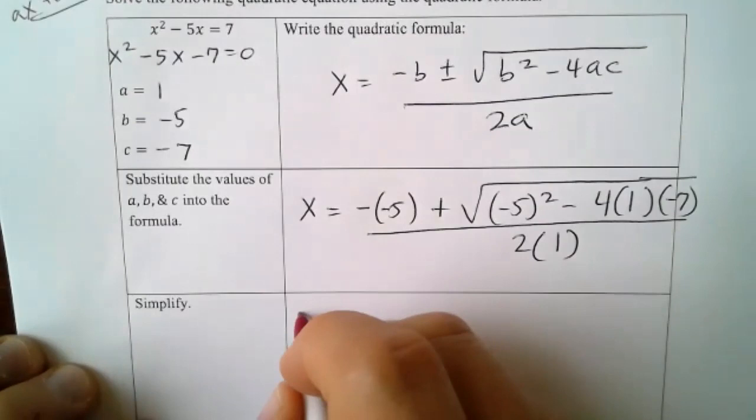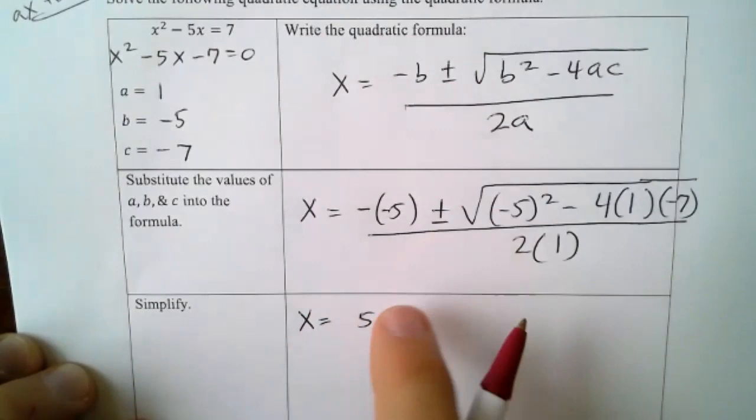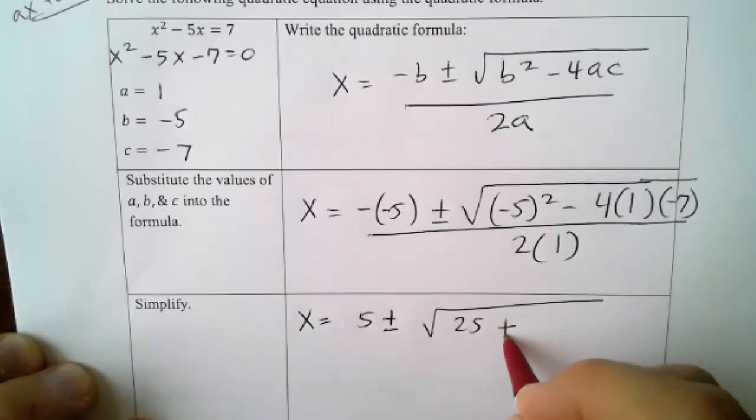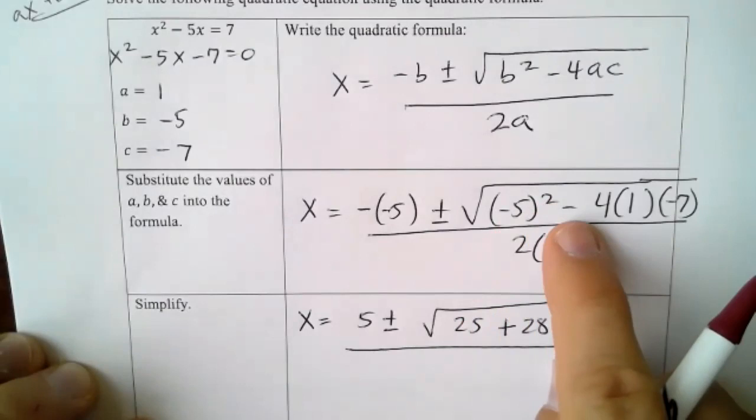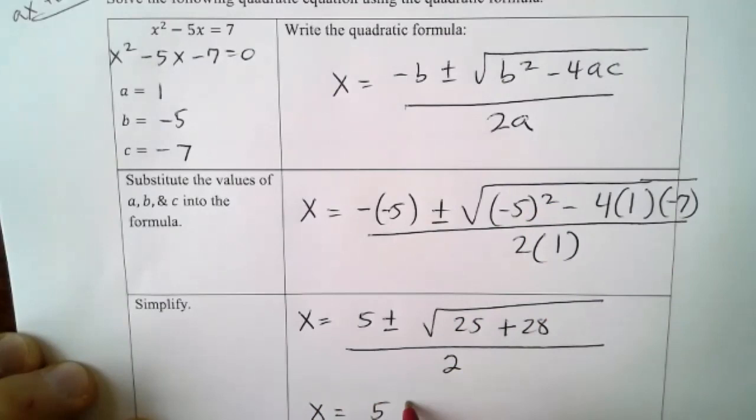So let's do it. So we've got x equals 5 plus, oh, that's plus or minus. I made a mistake already. Check that out. All right, so we've got 25 plus 28. Okay, so that's 25 positive, and that's 28 positive. And so we're going to rewrite this: 5 plus or minus the square root of 53, divided by 2. And I think we're pretty much done.